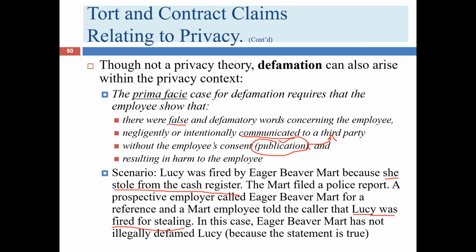Of course, in telling the caller this information, in this scenario, the caller would be a third person. And certainly Lucy did not give her consent to the Eager Beaver Mart telling the caller this. And certainly it caused harm to Lucy because obviously the employer, the caller, isn't going to hire Lucy. So we've satisfied 2, 3, and 4. The problem for Lucy is this top one. Because it was a true statement, it can't be defamation. There's an expression in law that truth is a complete defense to defamation.